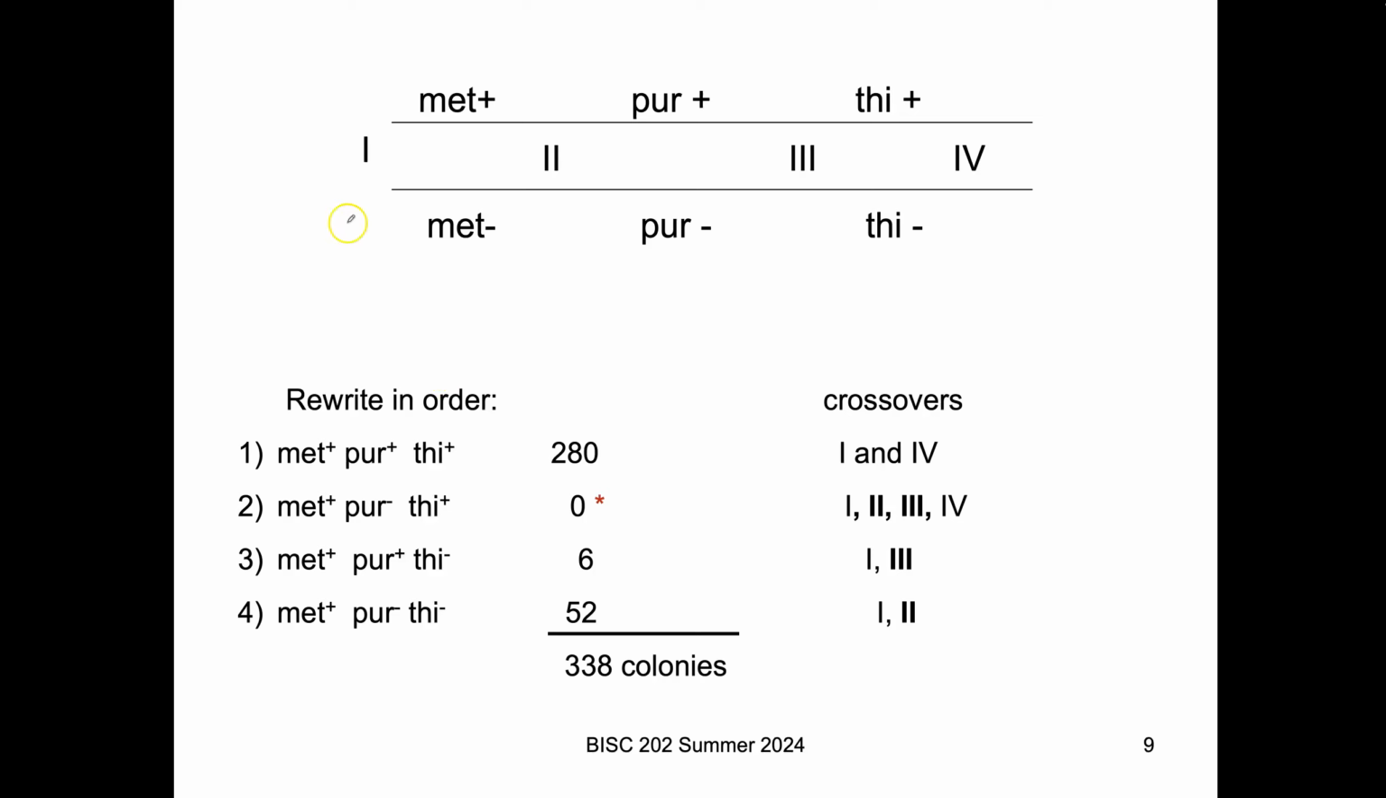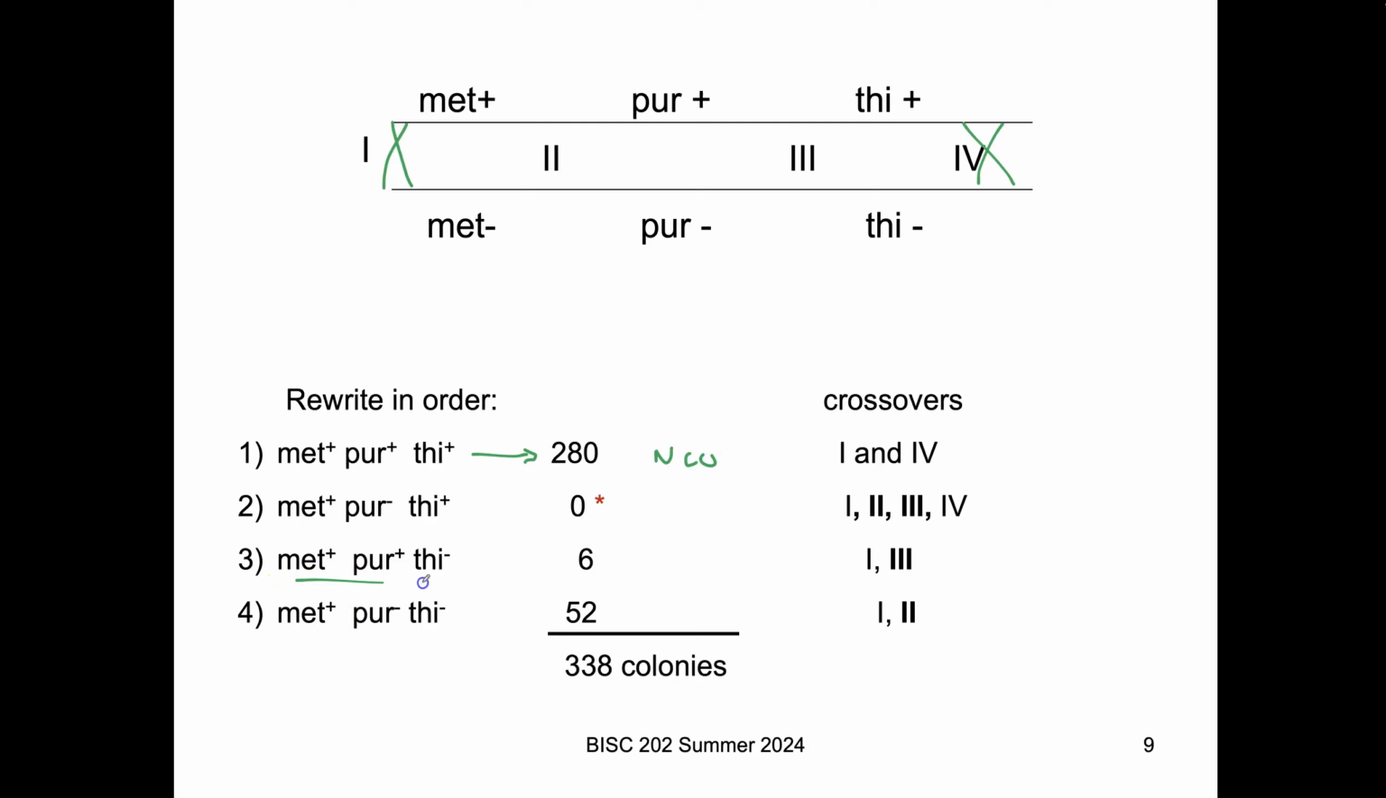Okay, so I strongly recommend that when you're mapping genes, you always rewrite them in order, because it's just so much easier for you to see where the crossovers are taking place, right? So for this genotype, the crossovers are outside of the region that we're trying to map. So in a way, they don't count towards the crossovers. This is our non-crossover class.